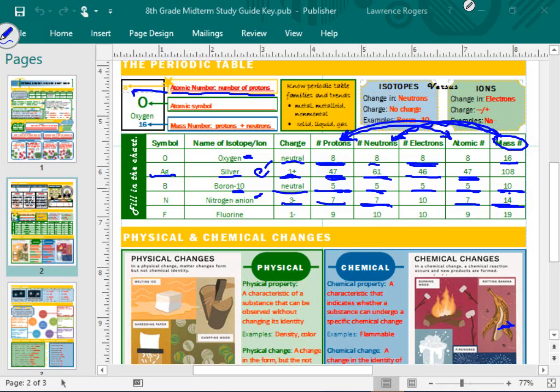Now, electrons, I'm telling you there are 3 extra electrons here. All right, well, once again, electrons, negative. Okay, so 7 plus 3 is going to give us 10.